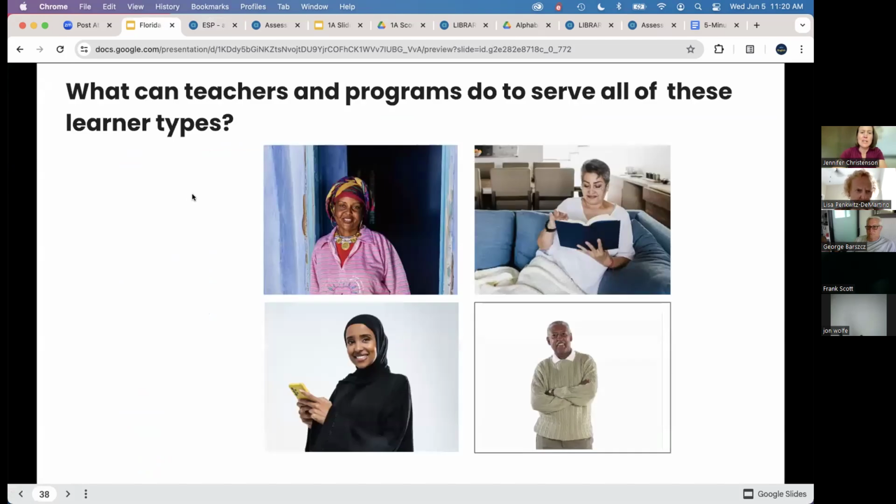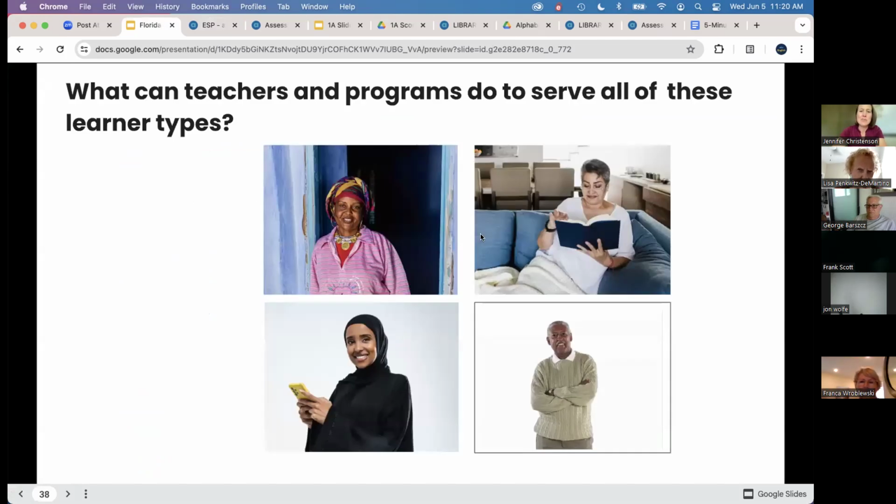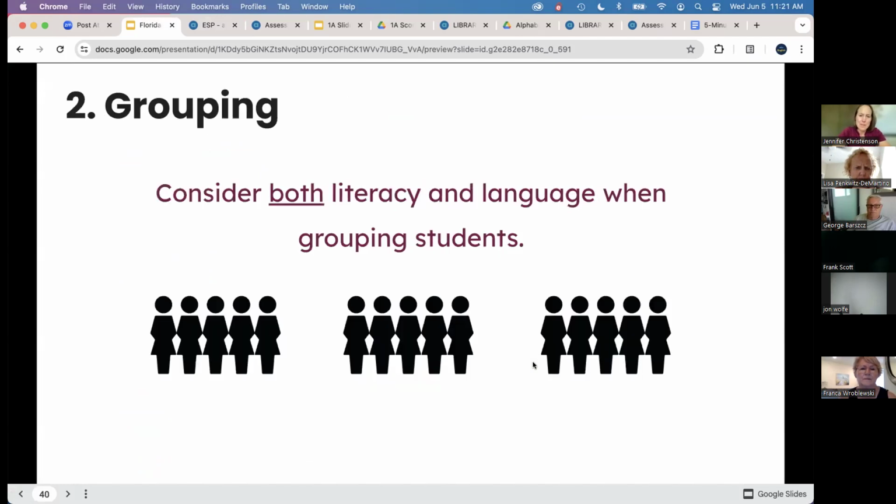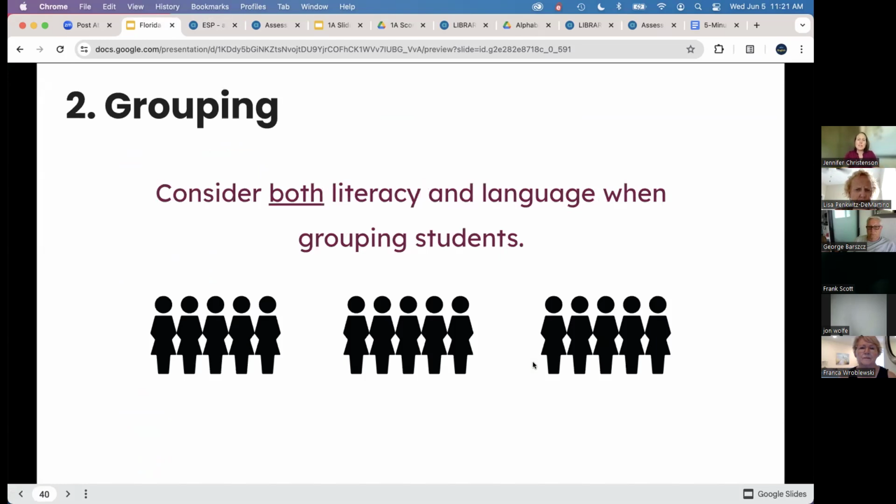All right, so my first recommendation to answer this question about what teachers and programs can do to serve all different kinds of beginning learners is to make sure you're assessing for literacy and make sure that you know which students, if any of your learners, have literacy needs. Okay, and my second suggestion is about grouping. And I hope that you'll consider both literacy and language when you're grouping students.